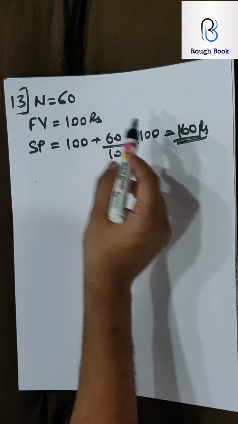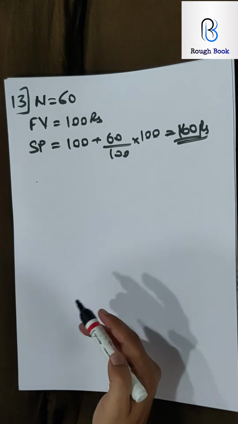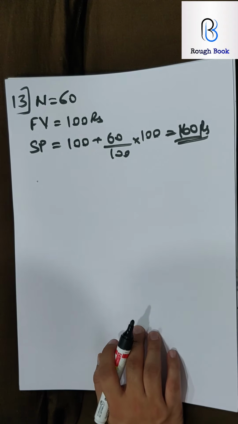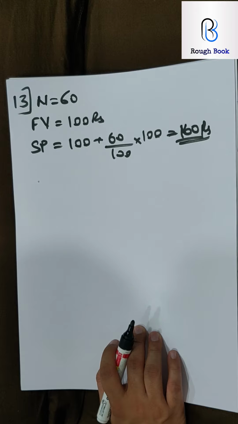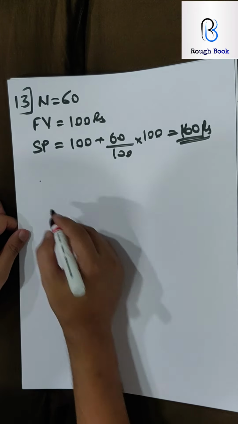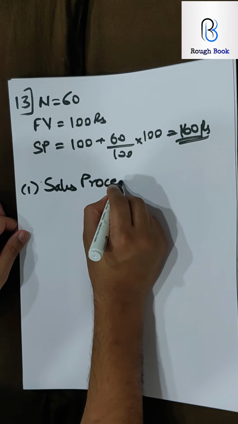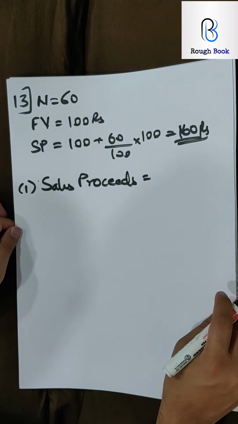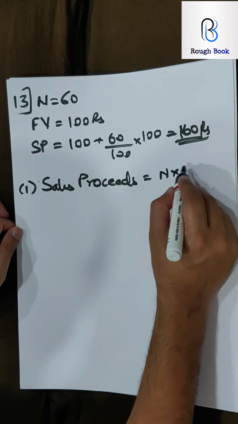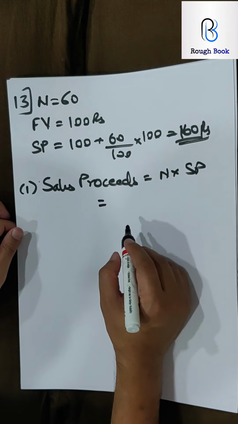So whatever proceeds he gets after selling this, he is investing it in the second type of share. The second type of share he is investing in is rupees 50 quoted at 4% discount, paying 18% dividend annually. First part, calculate the sale proceeds. So sale proceeds is basically the number of shares that he had into the selling price at which he has sold it.